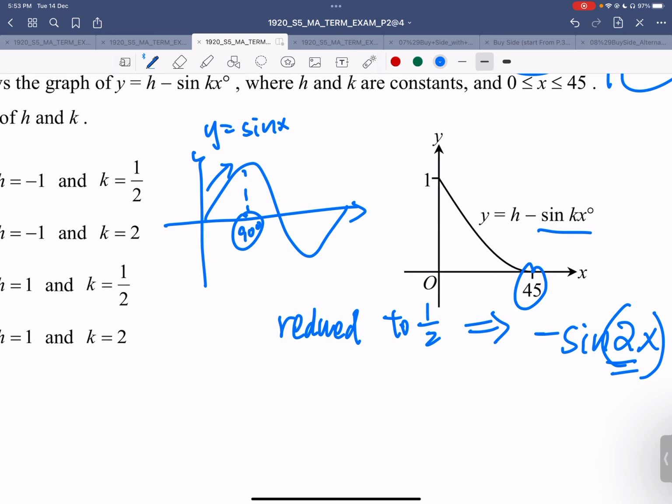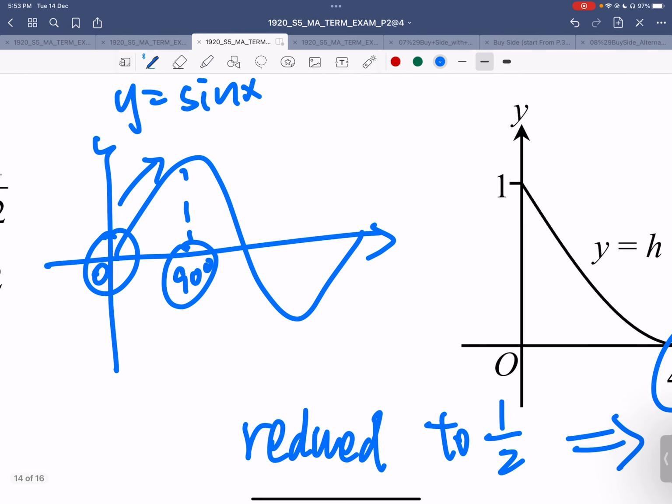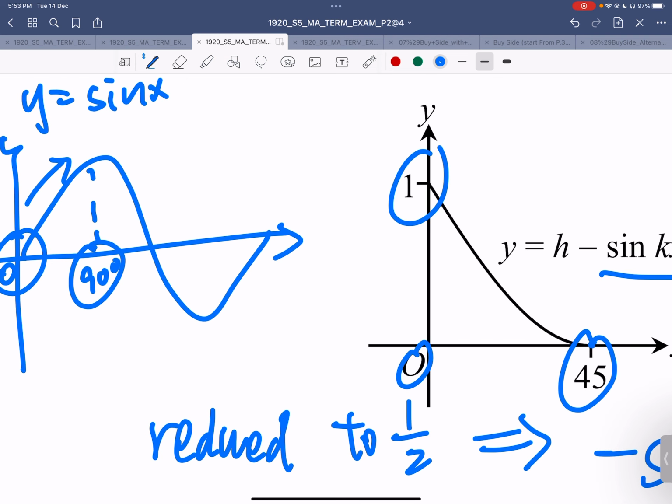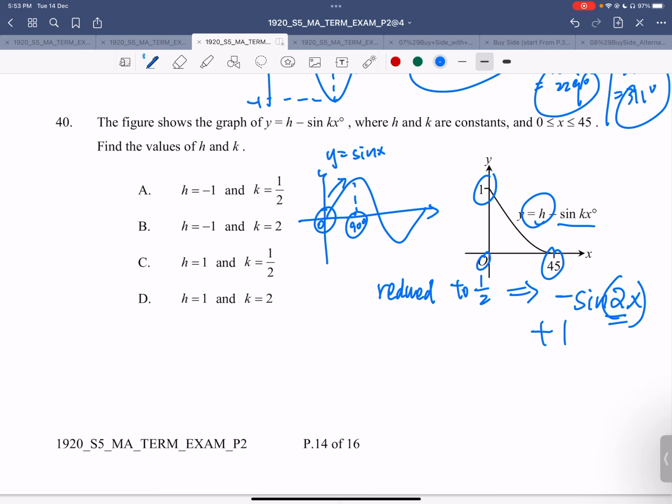So then also, originally at 0, it should be 0, right, in the original sine curve, but now at 0, it becomes 1, all right? So h is actually plus 1, okay? Because you move upwards by 1. You're translating the whole curve upward by 1 unit. So h should be equal to 1 and k should be equal to 2. And the answer should be D, all right?